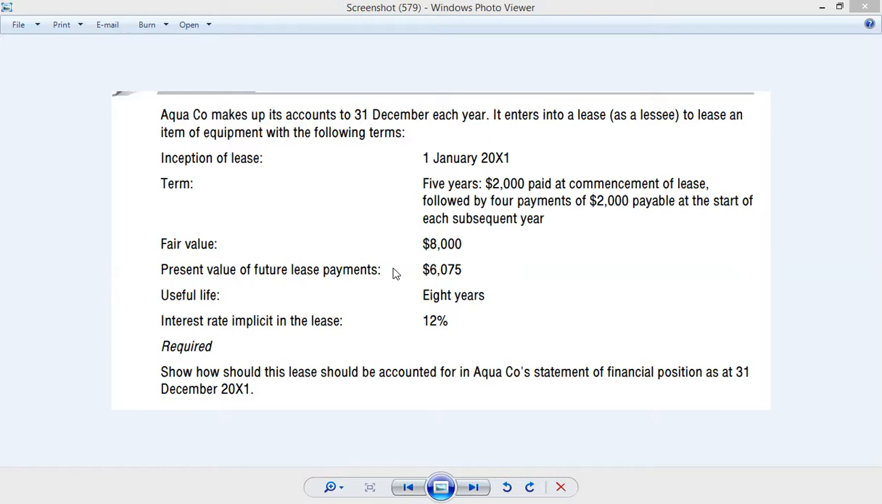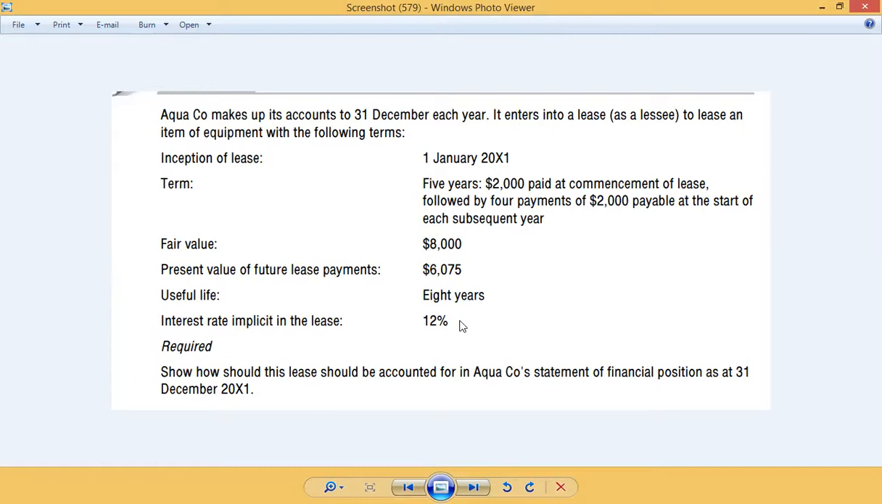That's what we've done. Oh, this is actually very good though. The fair value of the asset is 8,000. Present value of the future lease payment is what? 6,075. Take note, the 6,075 does not include the initial 2,000. Useful life of the asset is 8 years. And then the interest rate is 12%.